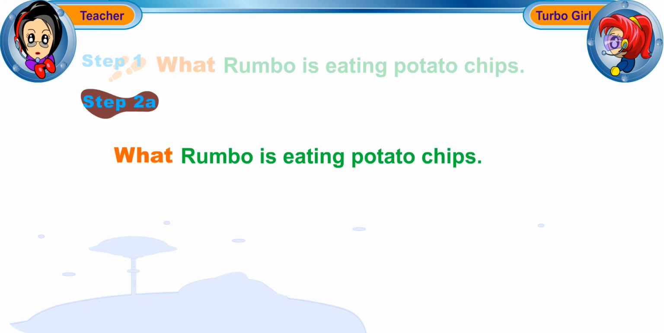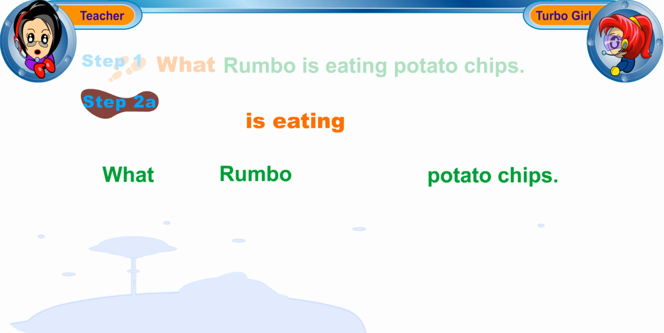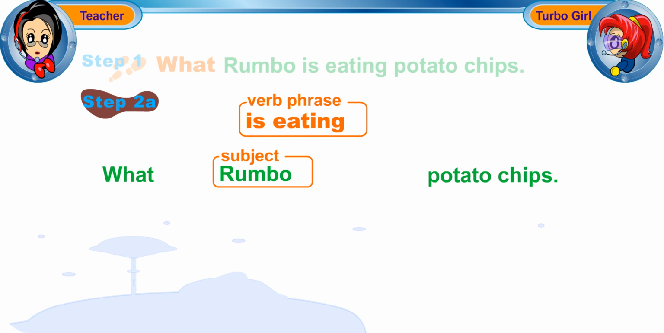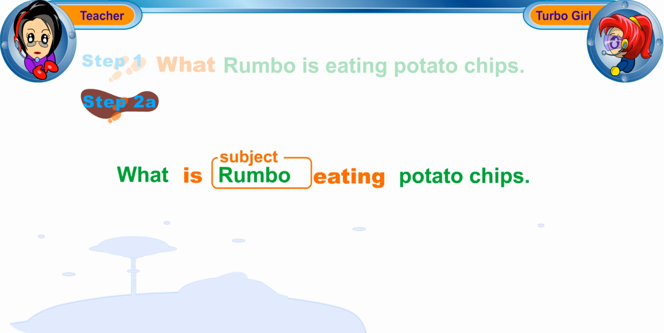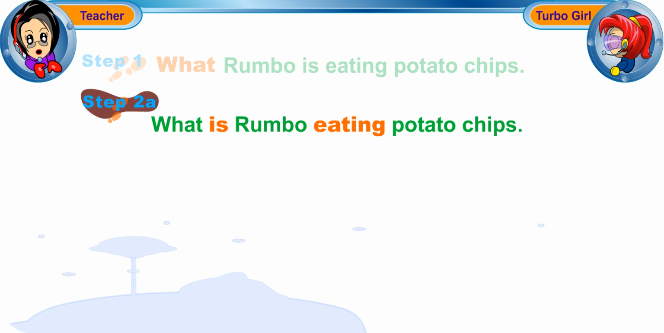Step 2a. Move the first word of the verb phrase in front of the subject. Remember, verbs are action words. A verb phrase is a string of words which tell us about the action. For example, is eating is a verb phrase in the sentence, what Rambo is eating potato chips. The first word in the verb phrase, is eating, is the be verb is. So, we move is in front of the subject noun, Rambo. The sentence becomes, what is Rambo eating potato chips?